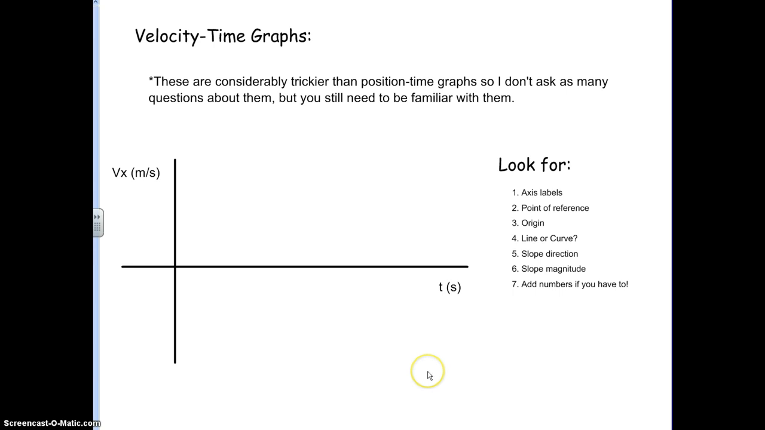What about velocity time graphs? These are considerably trickier, so I'm not going to ask as many questions about them, but you do need to be pretty familiar with them. The 7 things that you're looking for are the same 7 things. Make sure you pay attention to the axis.